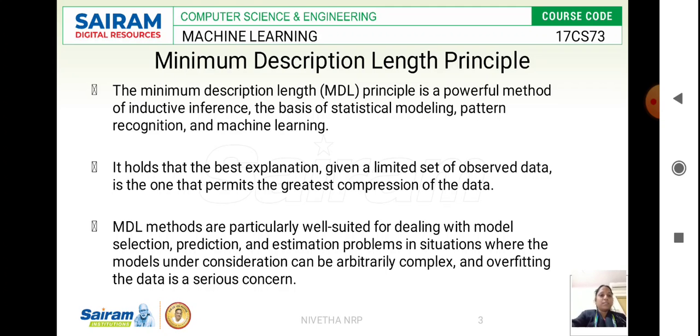It explains the principles involved when you have a limited set of observed data and need the greatest compression of data. It is well suited for dealing with model selection, prediction and estimation problems in situations where the model under consideration can be complex and overfitting of data is a serious concern.